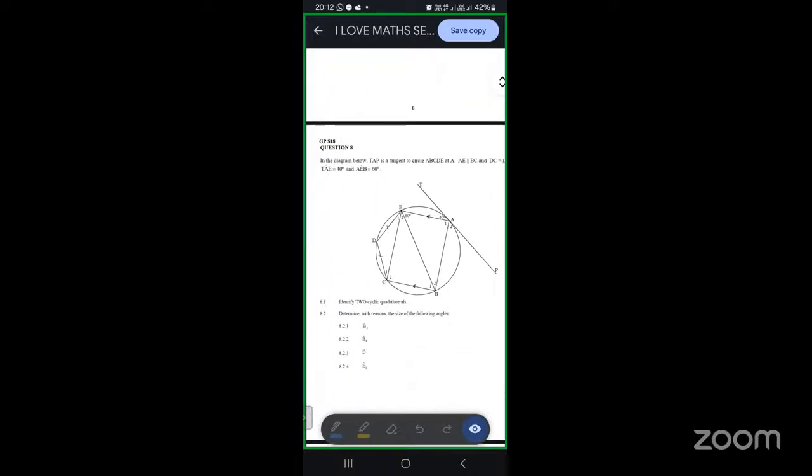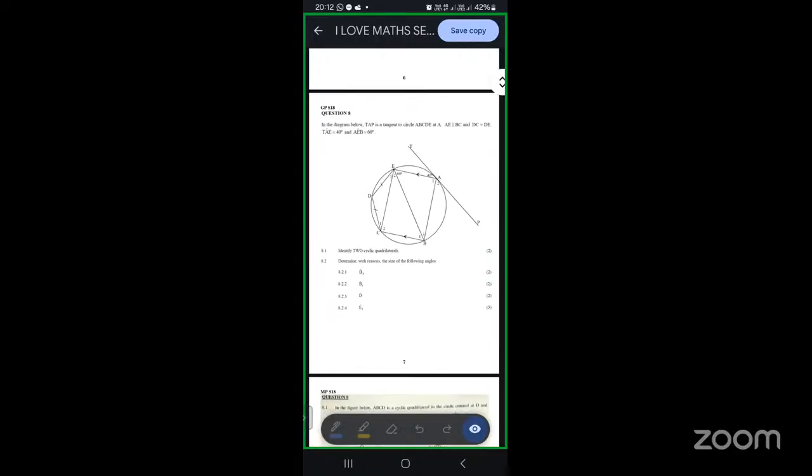We are having this one right here, Gauteng province. Question 8, saying, in the diagram below, TAP is a tangent to the circle ABCDE at point A. So that tangent meets the circle at point A, and AE is parallel to BC. We are also given this information: DC is equal to DE. When you look at that triangle DCE, you can see that it is an isosceles triangle. Remember, an isosceles triangle is a triangle with two equal sides. If this side is equal to that, automatically this angle will be equal to that angle, reason being angles opposite equal sides. So in this triangle, if we are given that those sides are equal, this is an isosceles triangle. Therefore, we can conclude that this angle is equal to that angle, our reason being angles opposite equal sides.